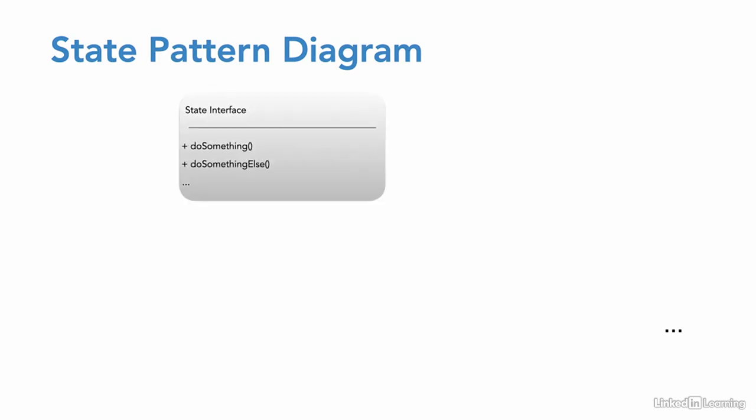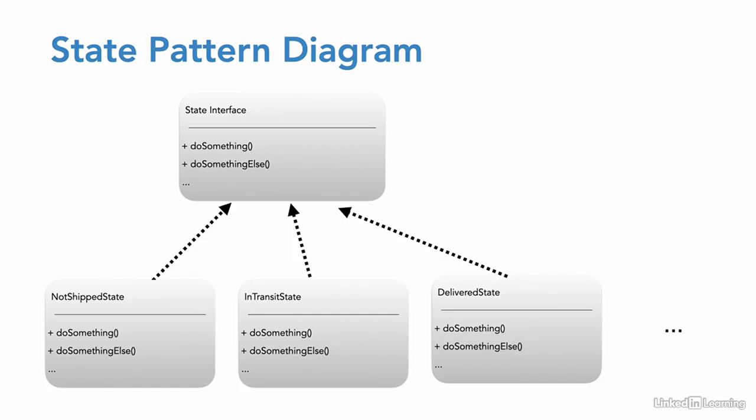We would simply define a state interface, and this would have a number of different methods. The exact number of methods will depend on your use case, but generally, the state interface should only contain methods that are common to all of the states. And once we have that state interface, we then represent each possible state as its own subclass of that, and define the desired behavior for that state inside that subclass.